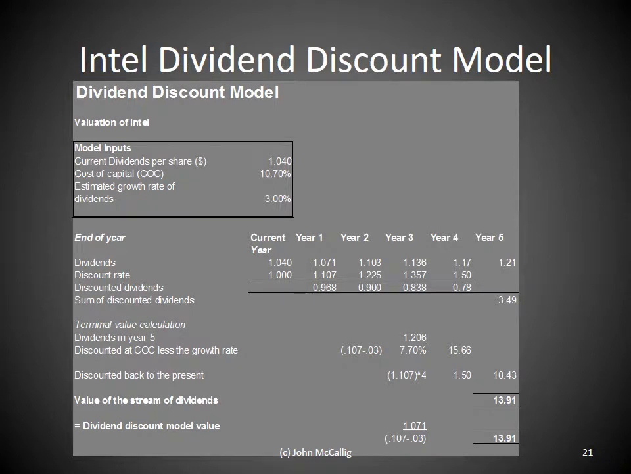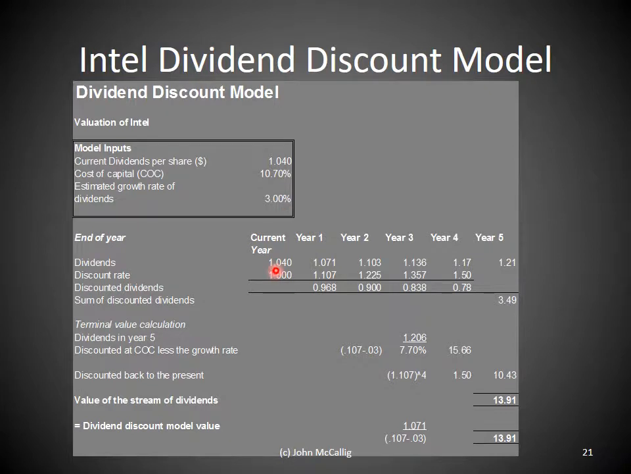This is a dividend discount model for Intel. Our current dividends per share, as we saw on the last slide, are $1.04. Our cost of capital is 10.7%. I got that from Bloomberg. That would be the cost of equity capital. And the estimated growth rate of dividends we've estimated as 3%. That is a long-term estimate; if we look at the long-term time series of dividend growth for Intel, they tend to grow at 3% a year.